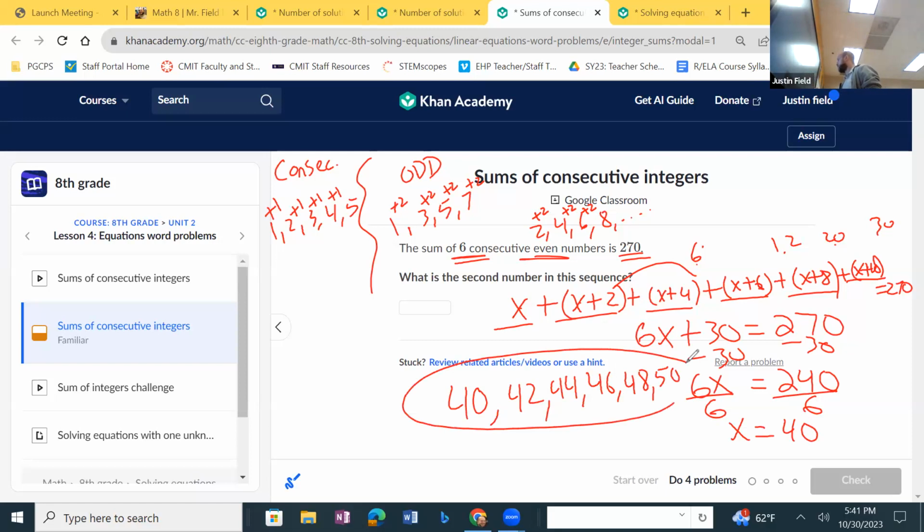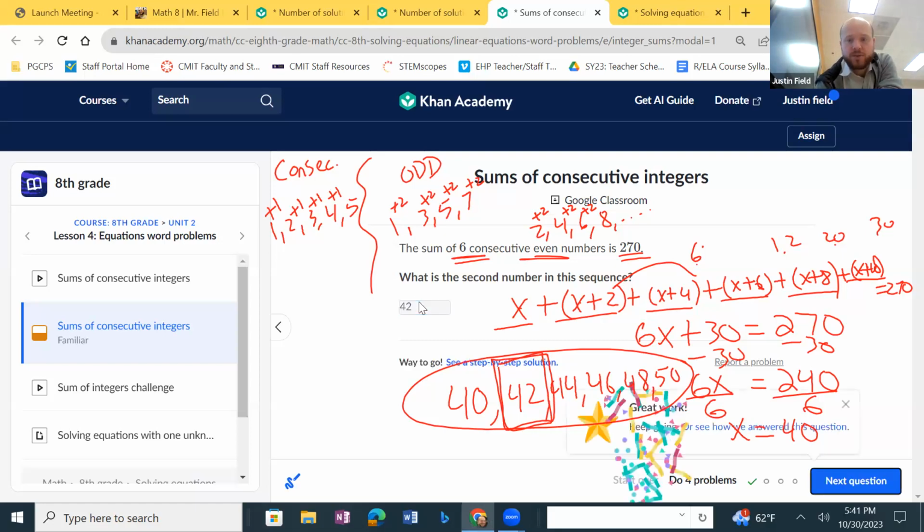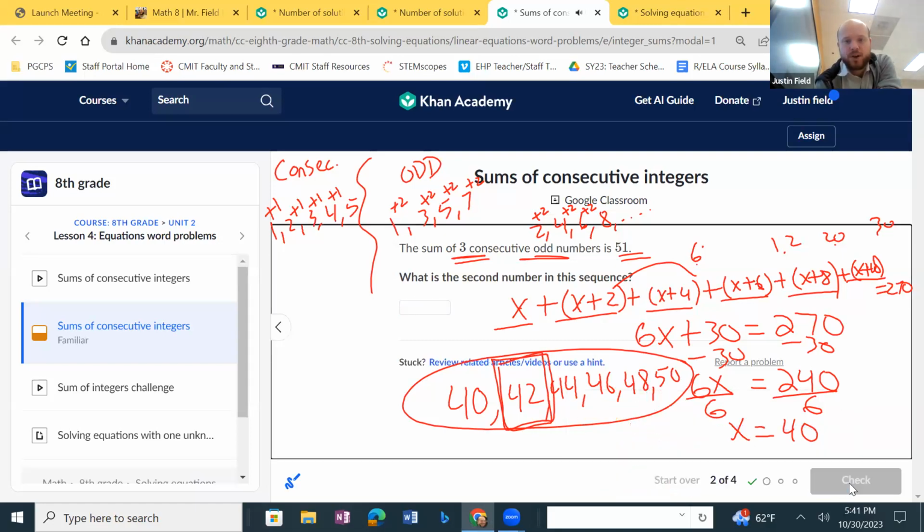So these are the 6 consecutive numbers that when you add them together, you get 270, okay? And so the question says, what is the second number in the sequence? That would be good old 42. So you can rewind that and watch me do that as many times as you need to until you feel really comfortable. But we're going to do one more. And then that's all the problems I need to do for this week.